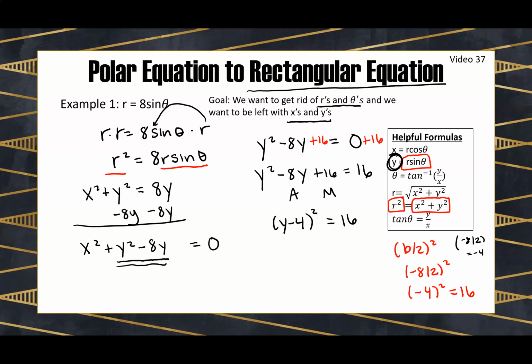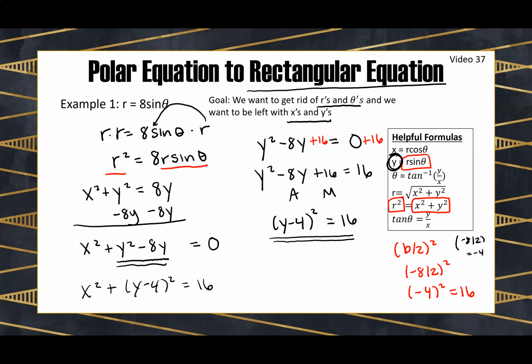All right, so now that you've got that, I'm going to go back, and I know that this underlined thing is the same thing as this right here. And if you want, you could subtract the 16 to the other side, then add it, but we don't need to do that. We basically just need to replace this and say x squared plus y minus 4 squared equals 16, right? Because this had a 16 on the right side of the equation.